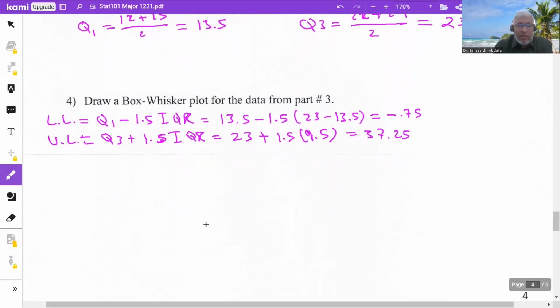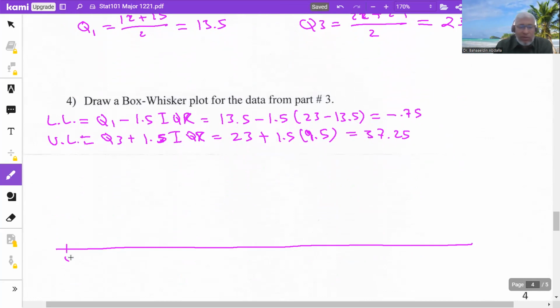So I need to sketch a graph for the box whisker plot. I'll start from 0 if this is 0, okay? Then, for example, 5, 10, 15, 20, 25, 30. I need up to 37, 35. This would be okay, okay?